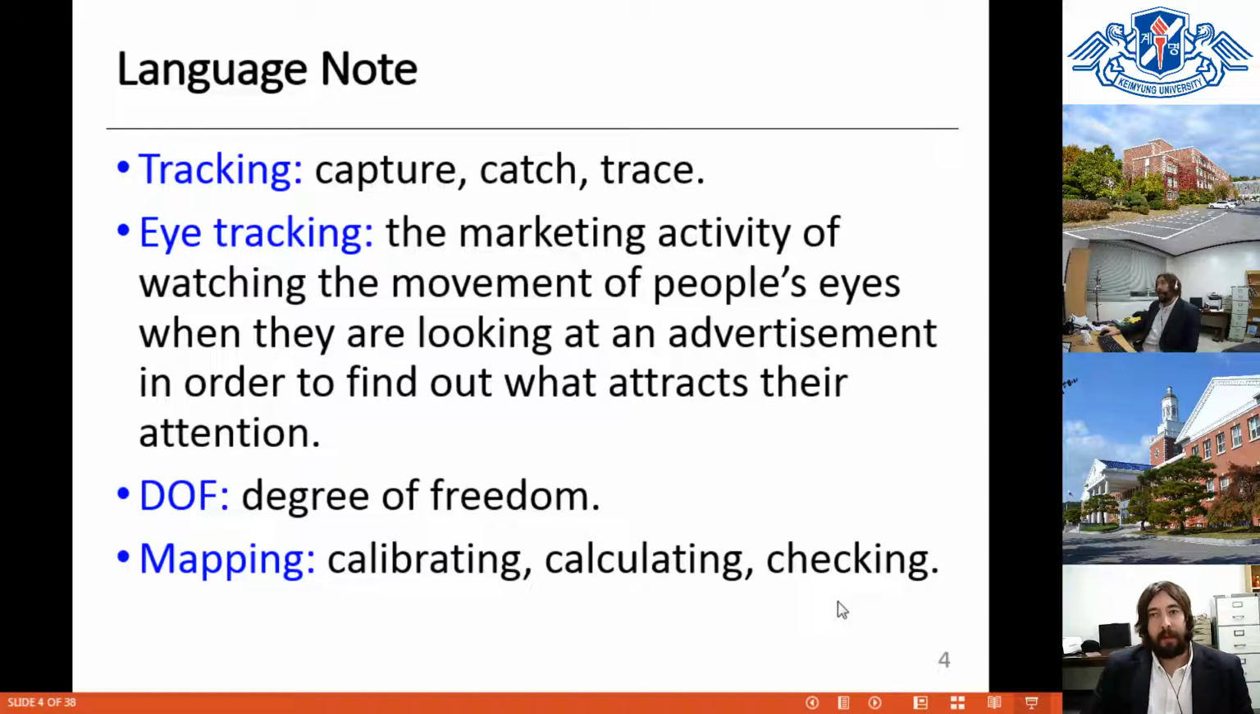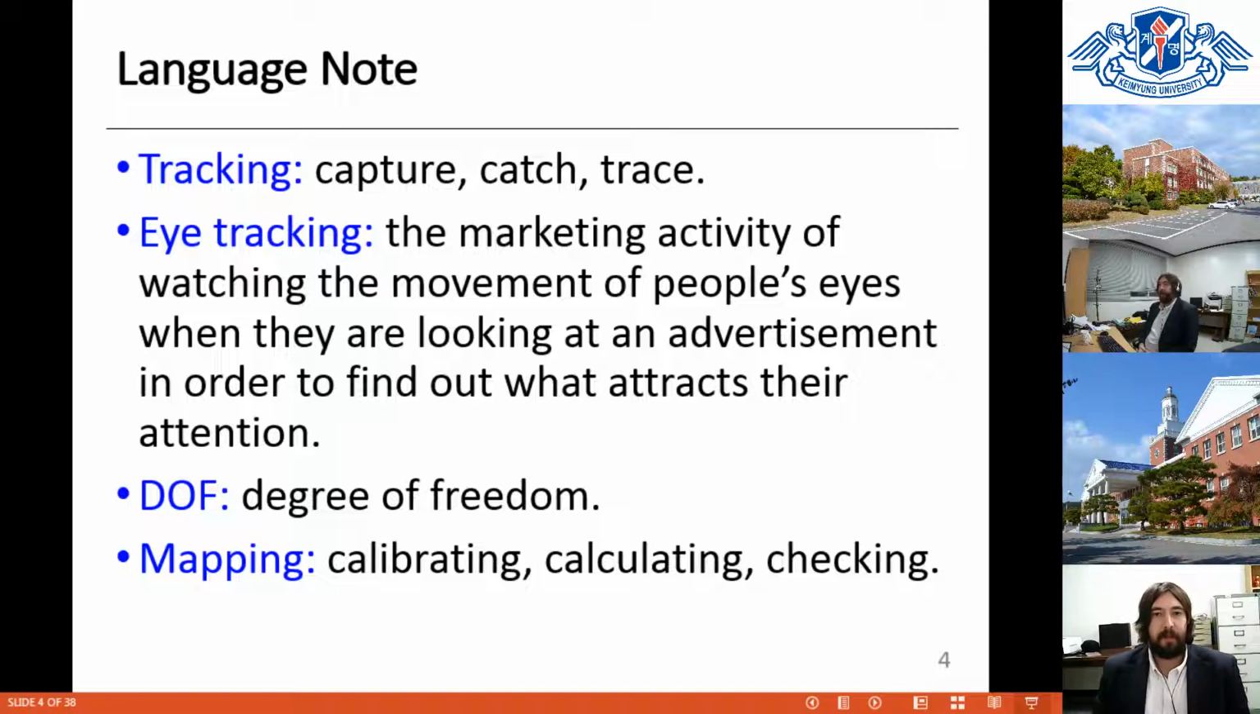So the language note is shown here. I would like to clarify some important terminology. The first word is tracking, which means to capture, to catch, to trace. Eye tracking means the marketing activity of watching the movement of people's eyes when they're looking at an advertisement in order to find out what attracts their attention.